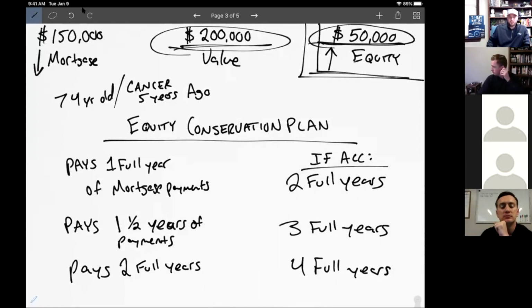So I wrote this out while Christian was talking. Just say this is a scenario. 74 years old. He had cancer 5 years ago. There's not a whole lot he can do, but he is married. Maybe he's got a pension, maybe a VA disability, maybe Social Security. Maybe she has Social Security and his is just higher than hers. But when he dies, he loses the pension, loses the disability.